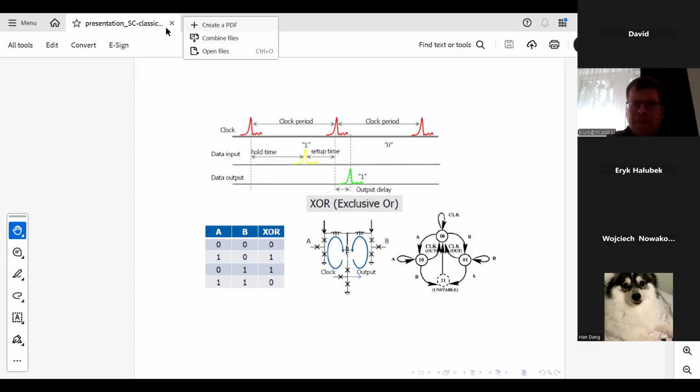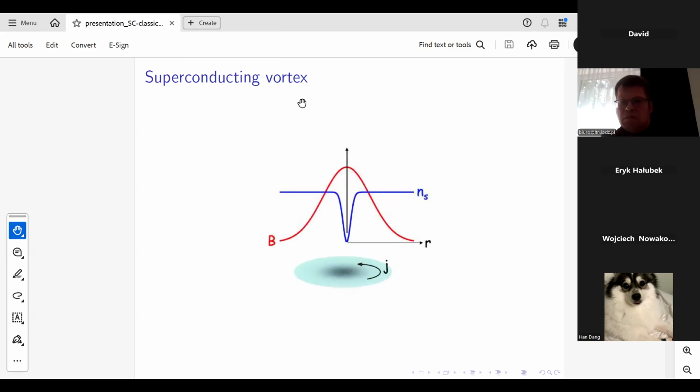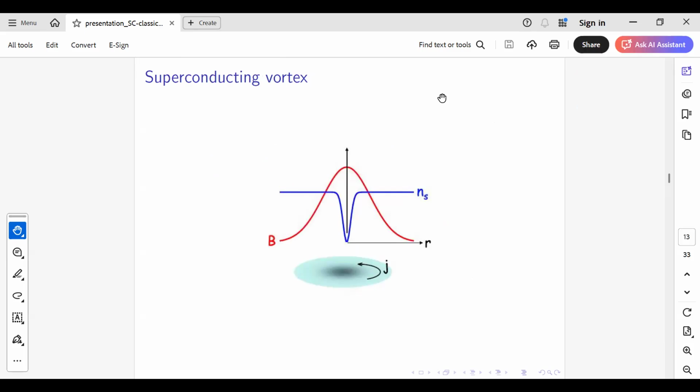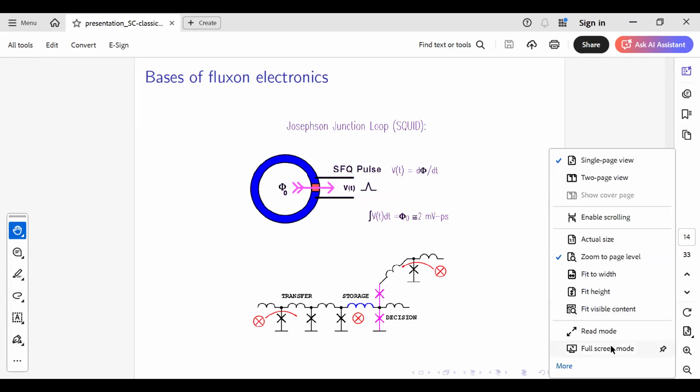So basically, we have this vortex, and then we can also analyze the situation of vortex presence in various superconducting and superconducting structures, and that's how it is. So now let us move to the topic of rapid single quantum flux electronics. What is the concept?